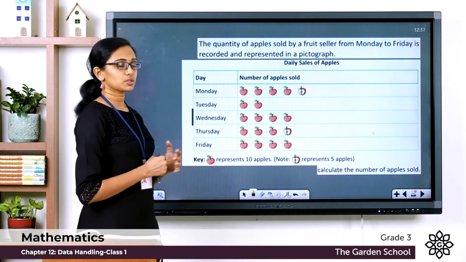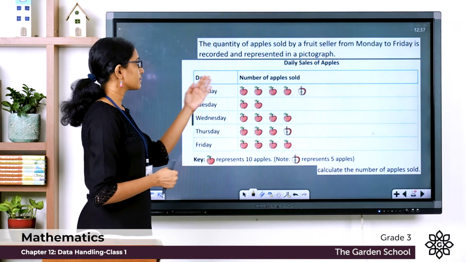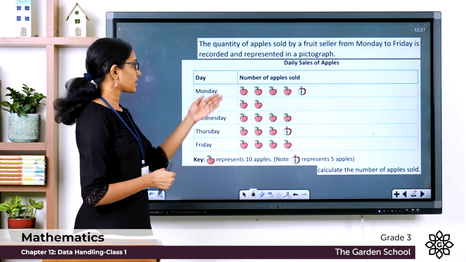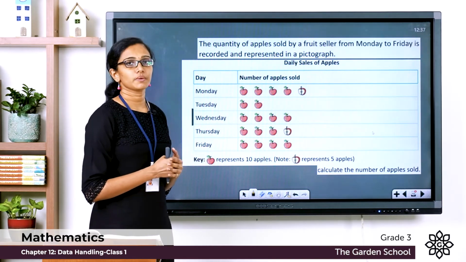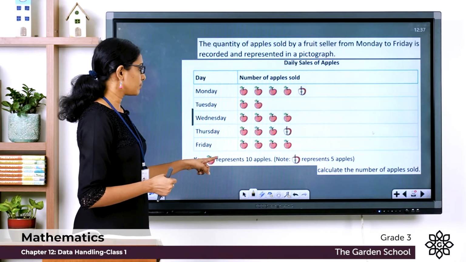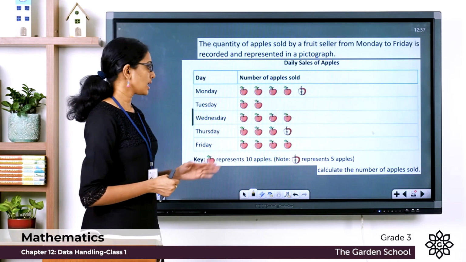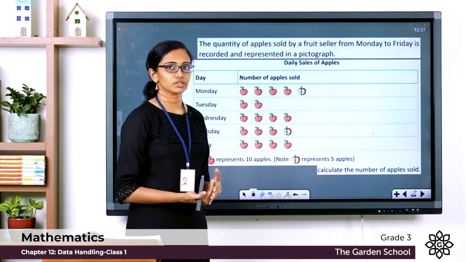We are given this pictograph. It has a title, daily sales of apples. It has the labels, day and number of apples sold, and all the days are labeled here, and it has symbols used in the pictograph. There are two symbols used here. The symbol of one full apple represents 10 apples and the symbol of half an apple represents 5 apples.